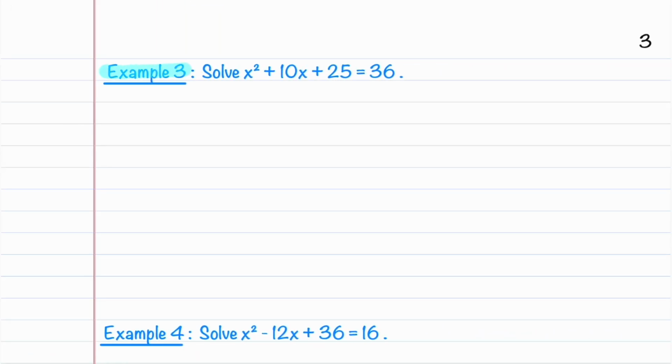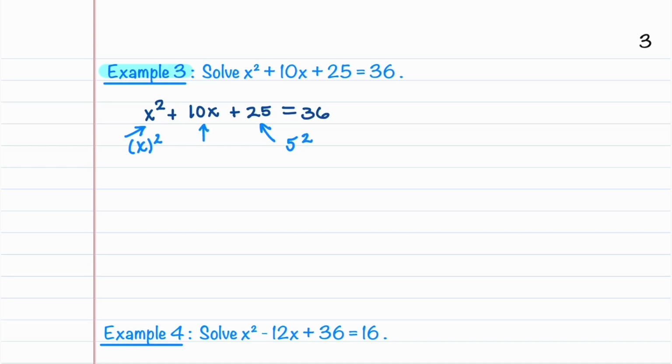Our third example also has a perfect square trinomial on the left-hand side, but it's not written as a perfect square. So that's what we're going to have to do first. Let's write down our problem. We have x squared plus 10x plus 25 is equal to 36. Now what we have to do is recognize that our expression on the left can be written as a perfect square. Notice that our x squared is (x) quantity squared. That one's kind of obvious. And then notice that our 25 is 5 squared.